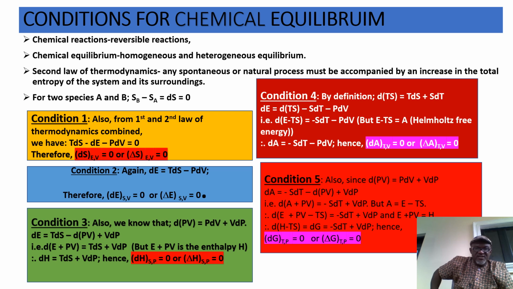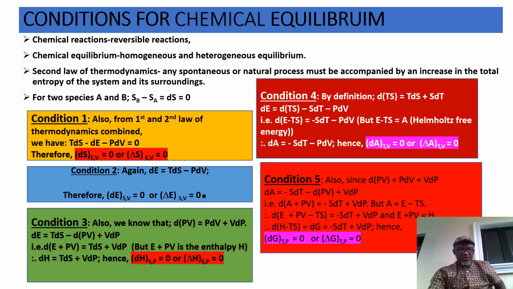If we combine the first and second law, we'll have TdS minus dE minus PdV equal to 0. Therefore, the change in entropy at constant internal energy and volume must be equal to 0. Again, for condition 2, in terms of internal energy, the change in internal energy at constant entropy and volume must be equal to 0. These are combinations of first and second law equations.